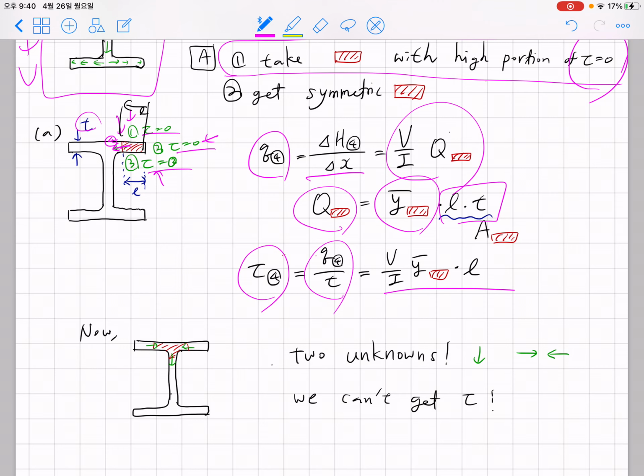I, y bar, the centroid position of this guy, which is y bar, right, and multiplied by L. L is the distance from the end. Okay, so this is how you approach this problem.